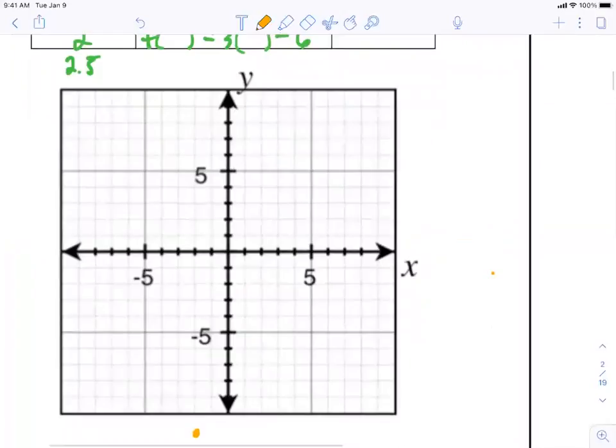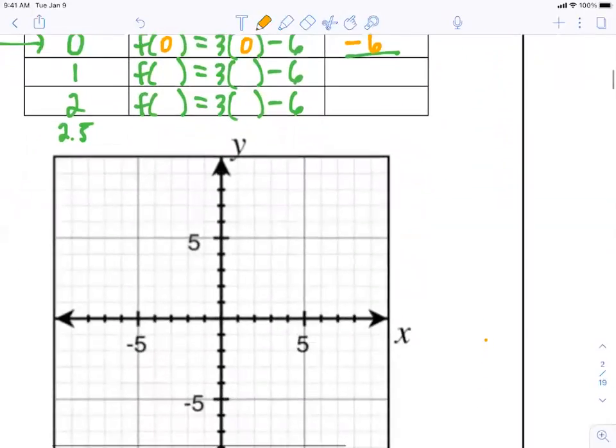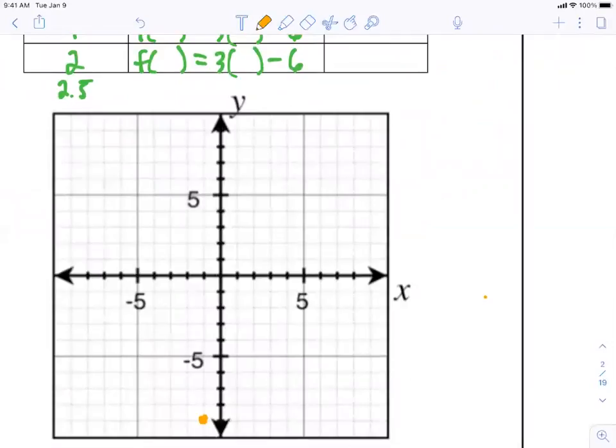If I go left 1, I'm going to go down 9, and that point is right here. And keep going. F of 0, that's the next one that I'm going to plug in. 3 times 0 is 0, minus 6 is -6. And so I'm going to go left or right 0, down 6. What you guys just found, that point right there is your y-intercept. That's the place where we cross the y-axis.